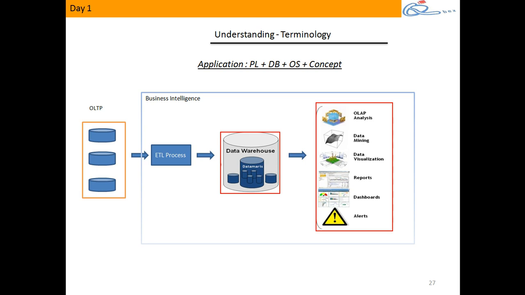SAP BW is an end-to-end data warehousing solution which can extract, allow you to do modeling, and allow you to do reporting also. So BW has tools, techniques and methodologies available which can help you do ETL, modeling, and reporting.